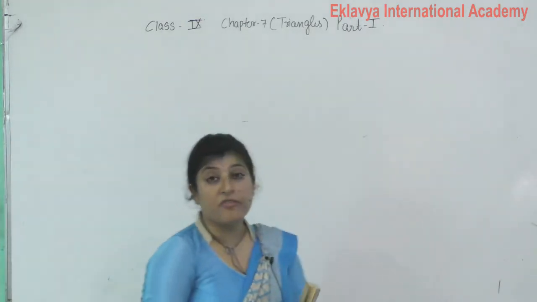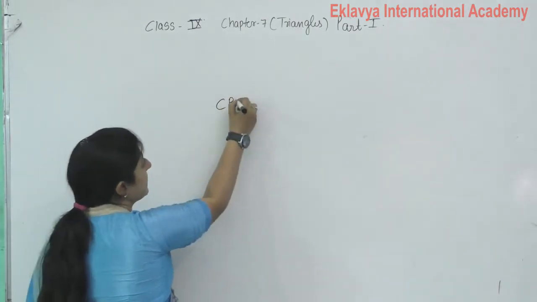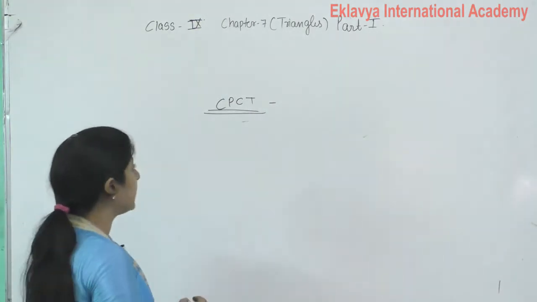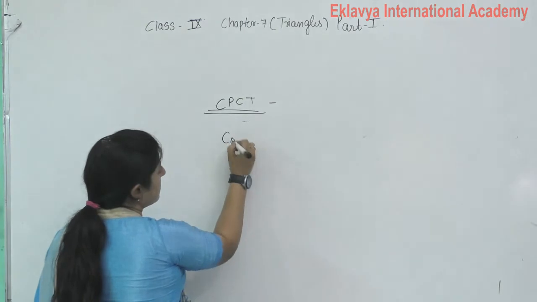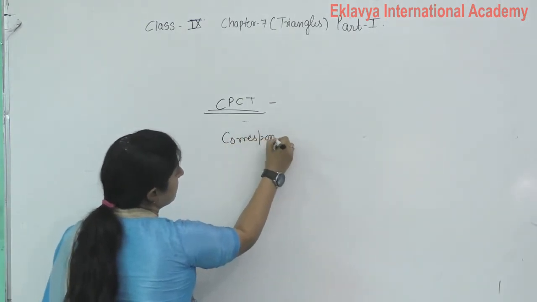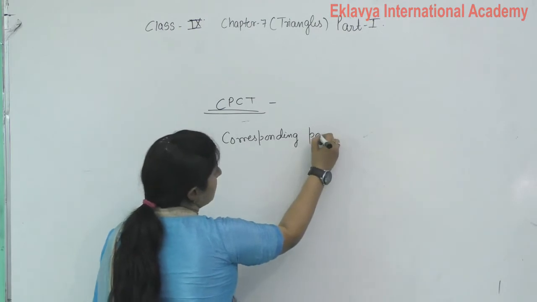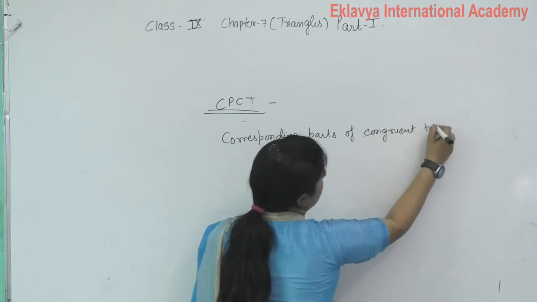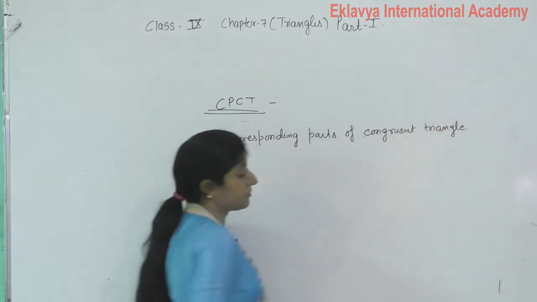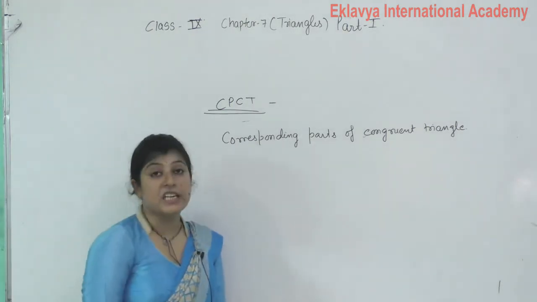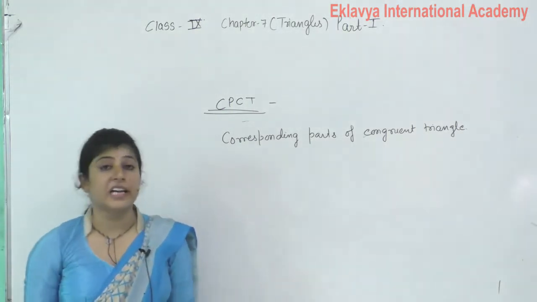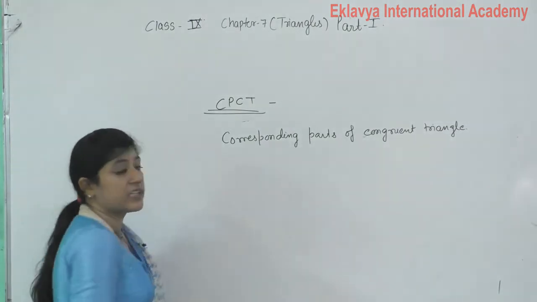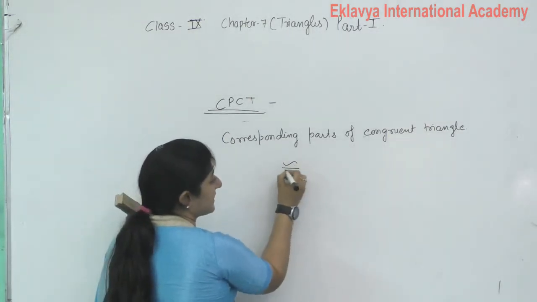Before the congruency rules, we need a word here, CPCT. What is the meaning of CPCT? CPCT means corresponding parts of congruent triangles. What is the meaning of it? See here. Suppose, okay, what is the sign of congruency? We will show the sign of congruency like this.